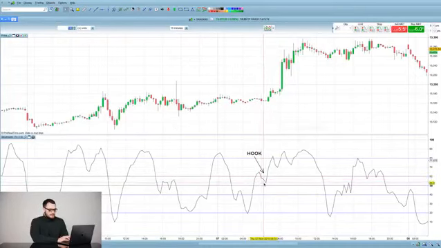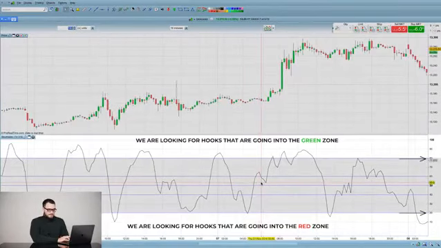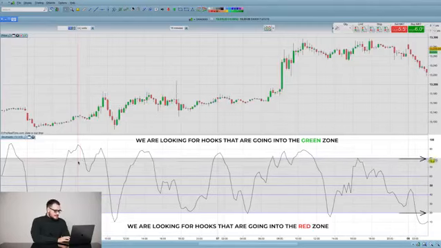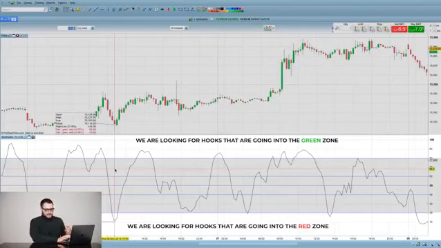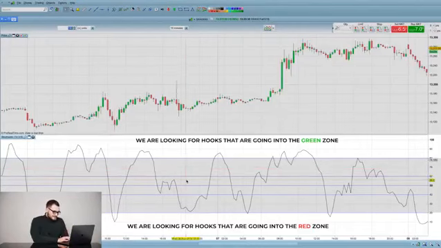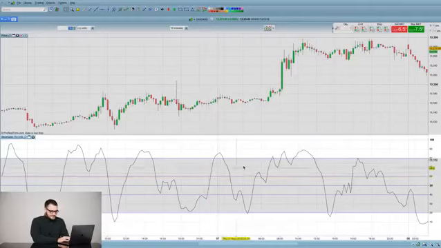However, we are looking for a hook that is at least going into the 80 zone or the 20 zone. So this one right here would be the type of the hook that I am looking for usually in the stochastic structures. This is a very simple structure, but this is going to be the core structure. So I would like to first introduce you to this simple stochastic structure.